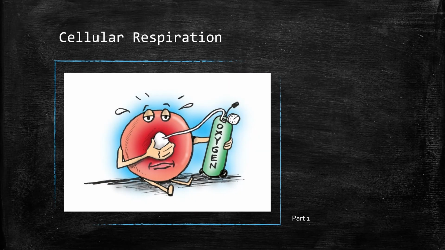Okay, welcome back. This week we're going to start talking about cellular respiration. So we just finished up our unit on photosynthesis, and if you'll remember correctly, that was a series of redox reactions that ended in the production of G3P.